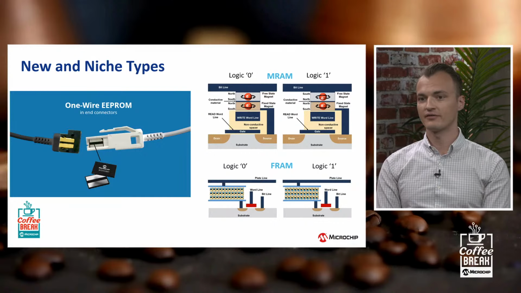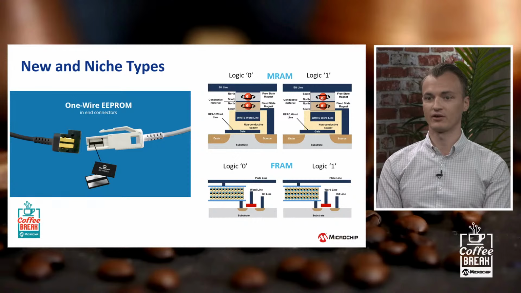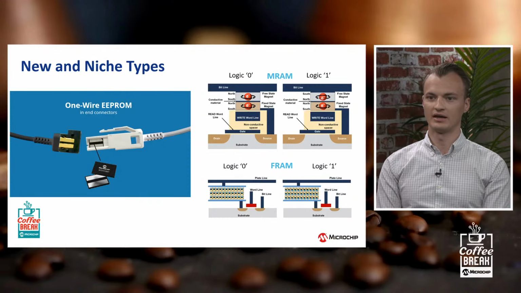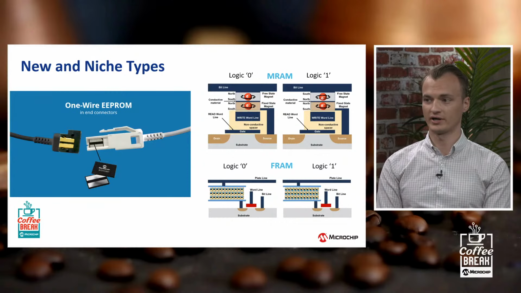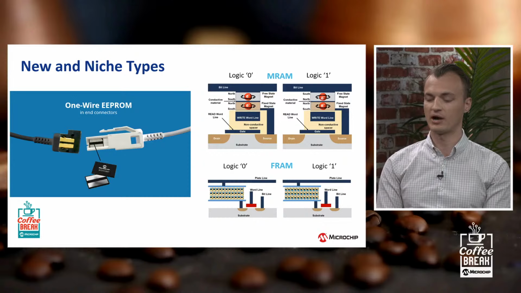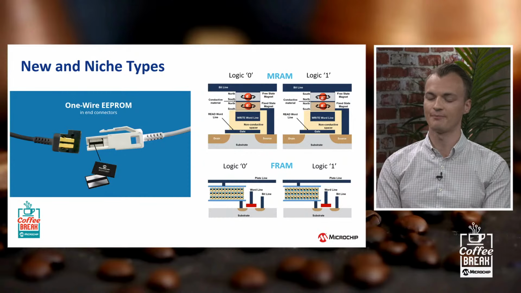Right. And then in terms of uncommon types of memory, we have stuff like one-wire EEPROM, and that's just a normal EEPROM, but it's on a one-wire bus. And the one-wire bus is really cool because you only need 2 pins. You need ground, and then you need a power pin, but that power pin also acts as clock and data at the same time.